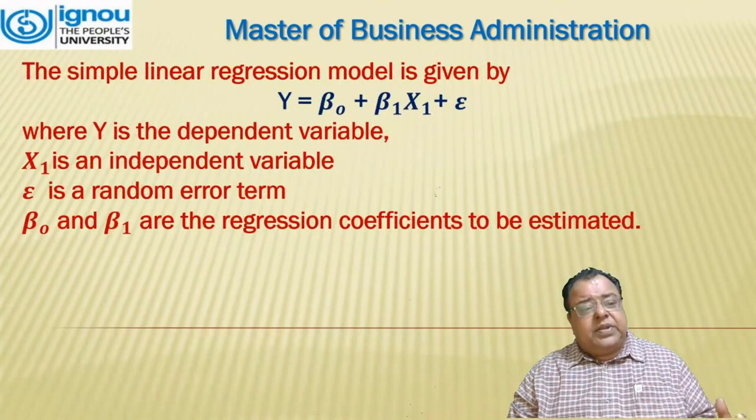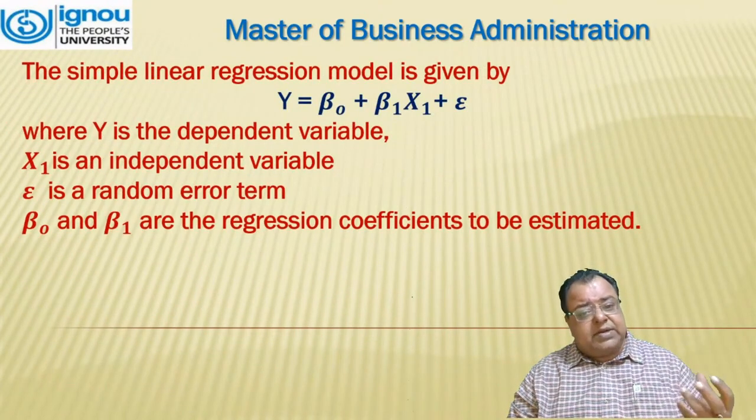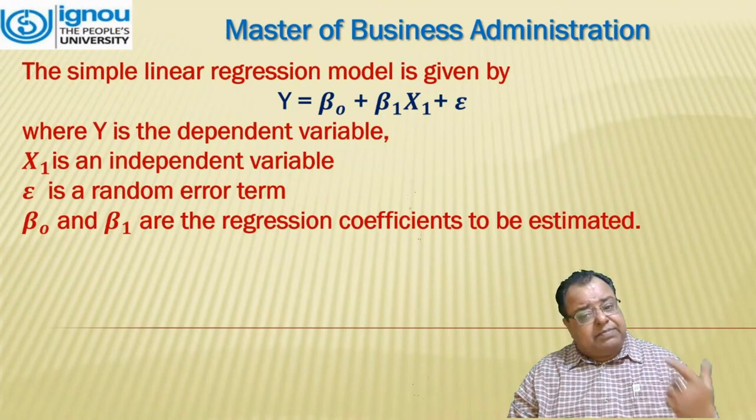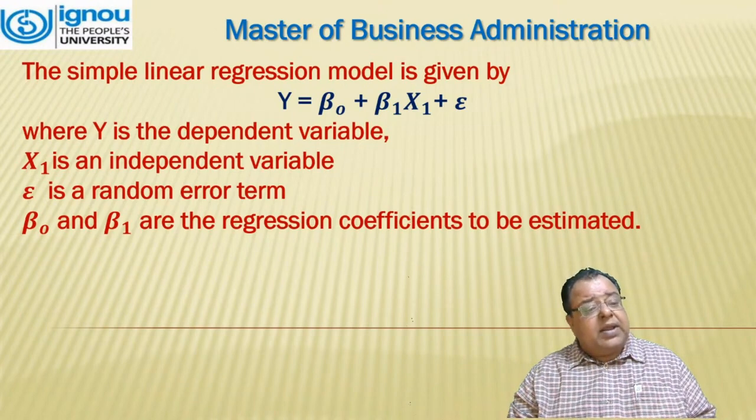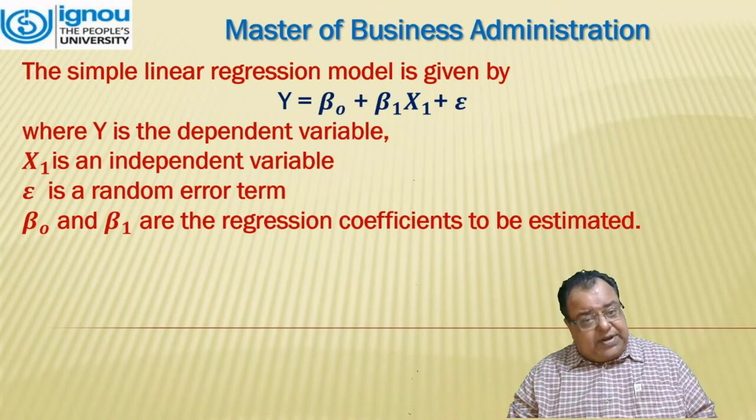In general, the simple linear regression model equation is given by y is equal to beta naught plus beta 1 x1 plus epsilon, where y is the dependent variable, x1 is an independent variable, epsilon is a random error term, and beta naught and beta 1 are the regression coefficients which need to be estimated.